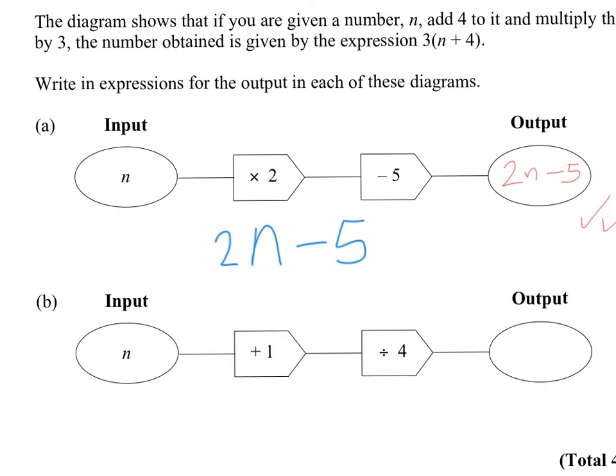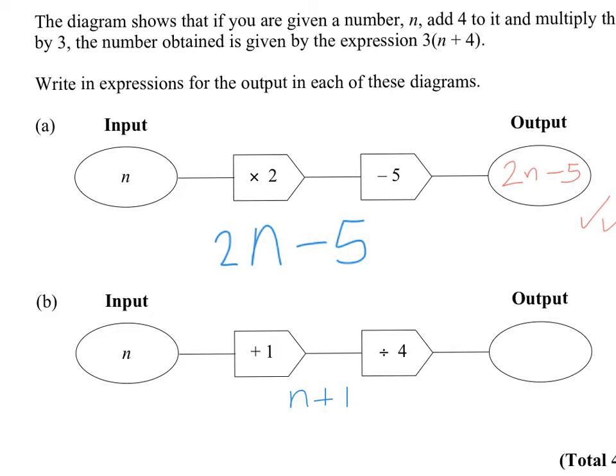Second one then. Looks like it's a bit harder, but more like the example. We've got something n, and we add 1 to it. Okay, so what's that look like so far? n plus 1. Okay, and then we divide by 4. Do you see that? We've got n, we add 1, n plus 1, and then we divide what we've got so far divided by 4.